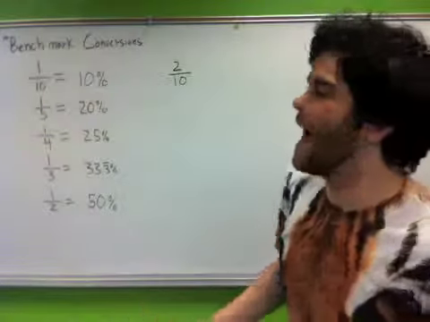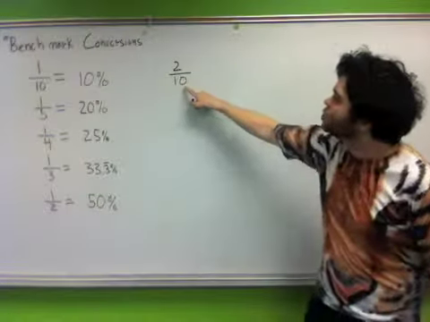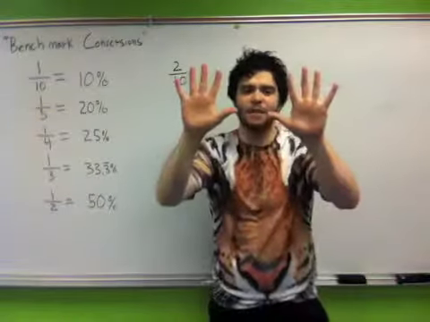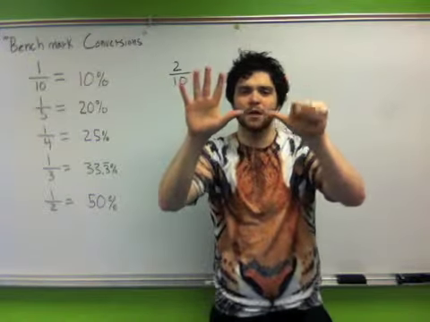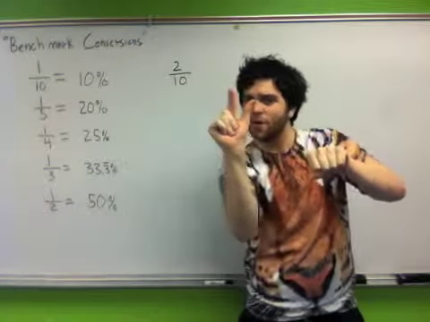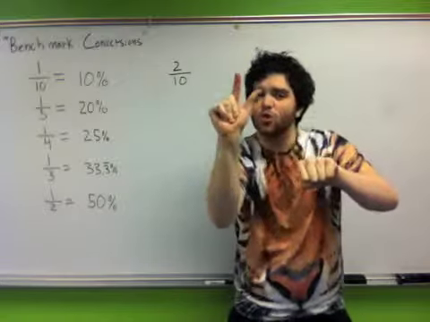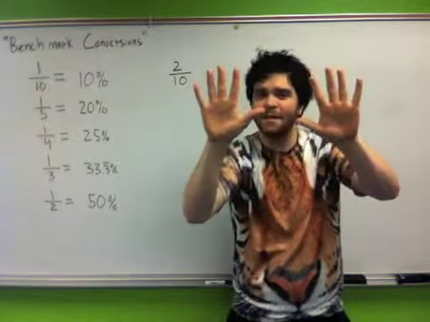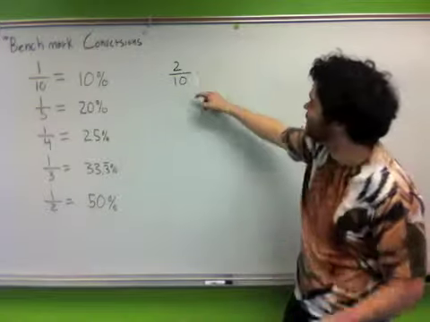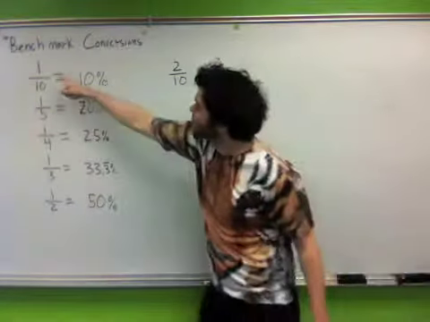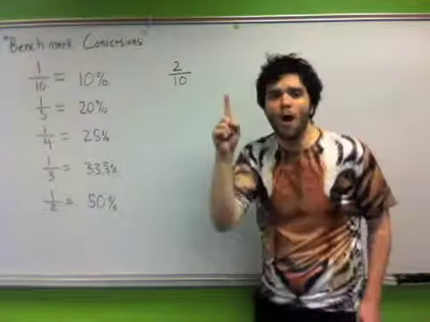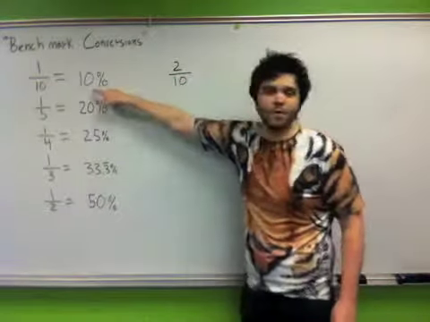So let's take a look at 2/10. Well, if we split something up into 10 pieces and we have just 2 of those pieces left, we have 2/10, right? Because we have 10 pieces and we just have 2 left. So that's what 2/10 is. It's 2 of these tenths. So we know that 1/10 is equal to 10%.